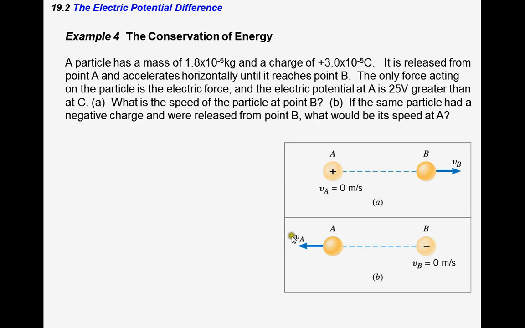All right, conservation of energy. A particle has a mass and a charge, and it's released from point A and accelerates horizontally to point B. The only force acting on the particle is the electric force, and the electric potential at A is 25 volts greater than at C. What is the speed of the particle at point B? If the same particle had a negative charge, what would its speed be at point A?